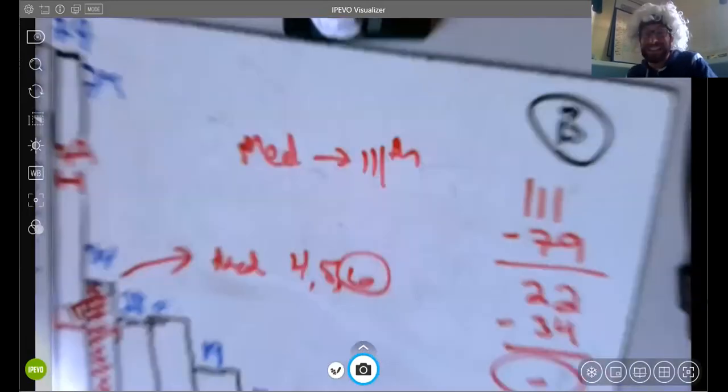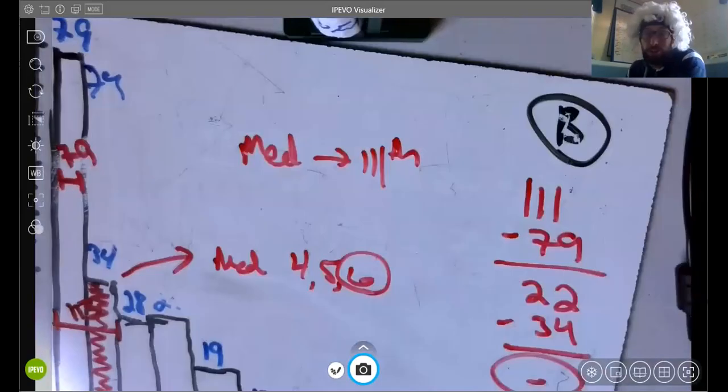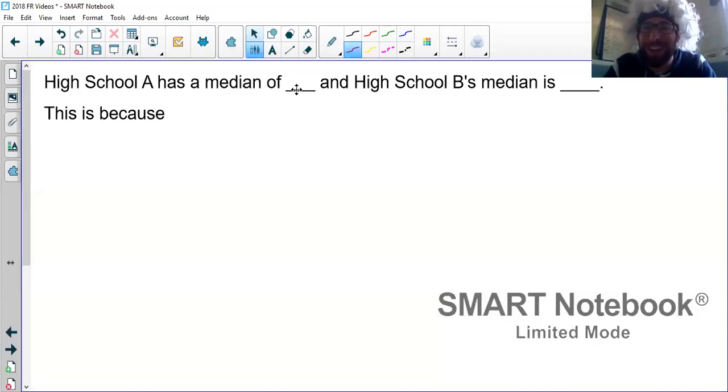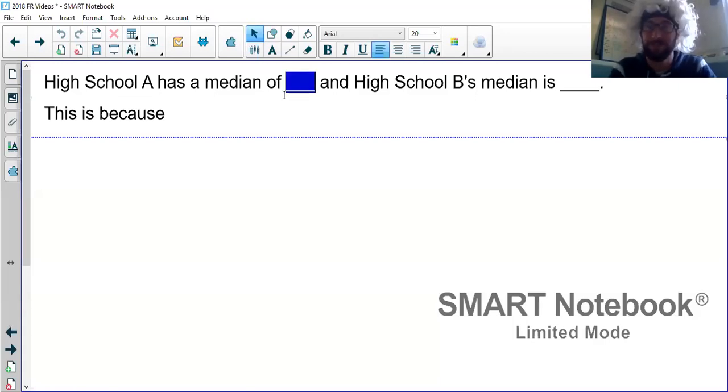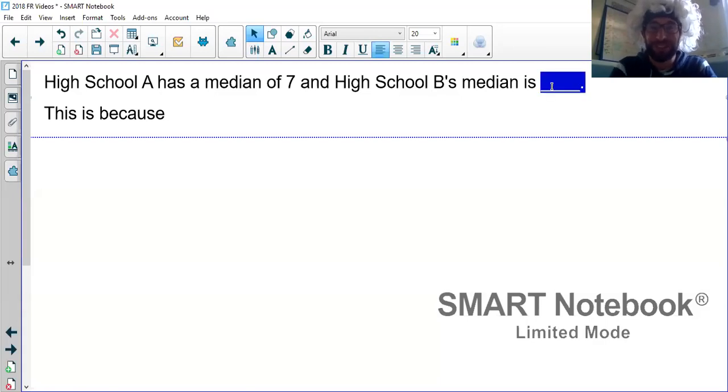Now, that's kind of the easy part because that's just doing the math on paper. We know which median is which now, but we have to actually write an explanation. That's the hard part, I would imagine, for most of us. So let's do it. High school A has a median of 7, and high school B has a median of 6, right? Answer the question clearly. That was my sentence starter there.